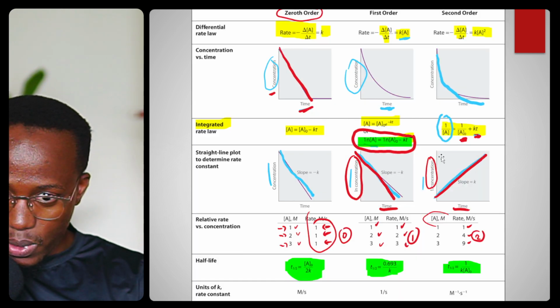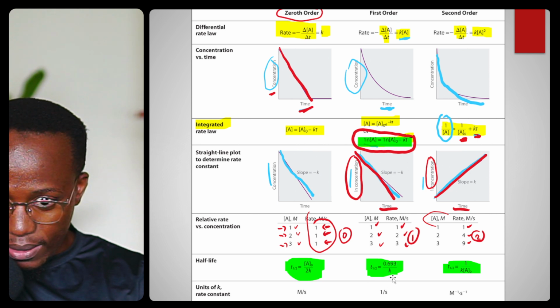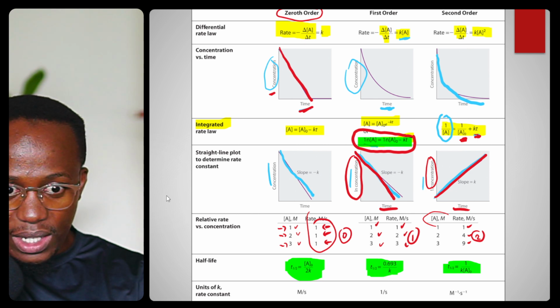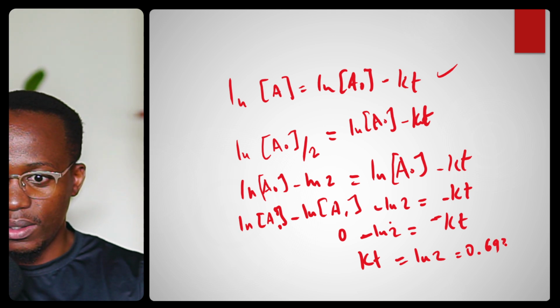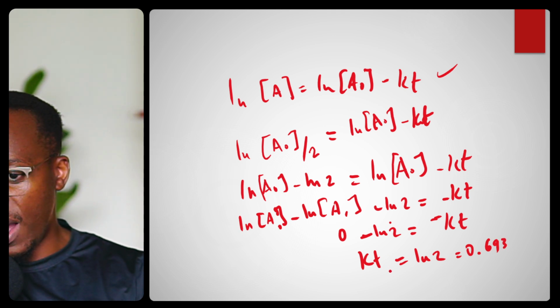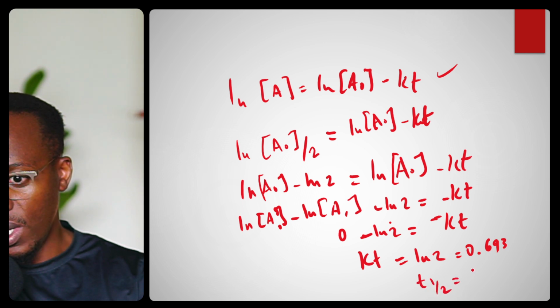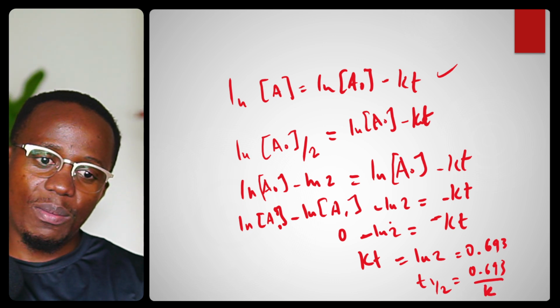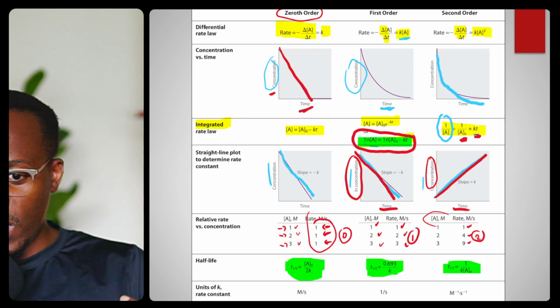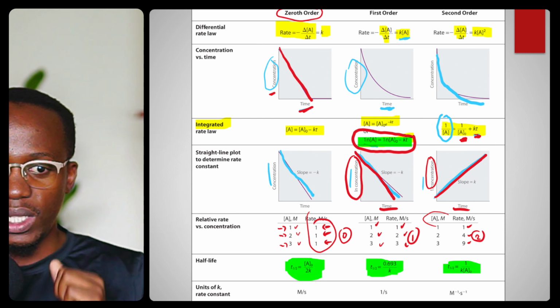So this is where this number comes from, guys, 0.693. So t, which is our half-life, the t at half-life, is equal to 0.693 over what? Over k. This is where it comes from. So now you know how to express half-life in all of its forms.